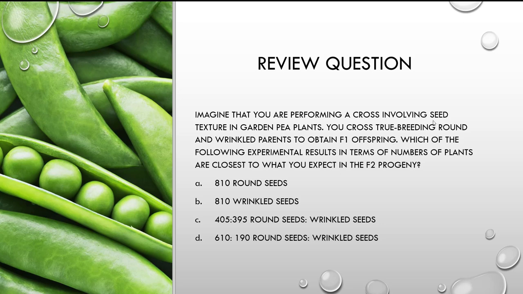So we have our round and wrinkled parents. Now we have the offspring. Now, what do you expect in the F2 progeny? Do we expect all round seeds, about 810 of them? Do we expect all wrinkled seed, 810? Do we expect about even numbers of round versus wrinkled seeds? Or do we expect about 610 round seeds to 190 wrinkled seeds?